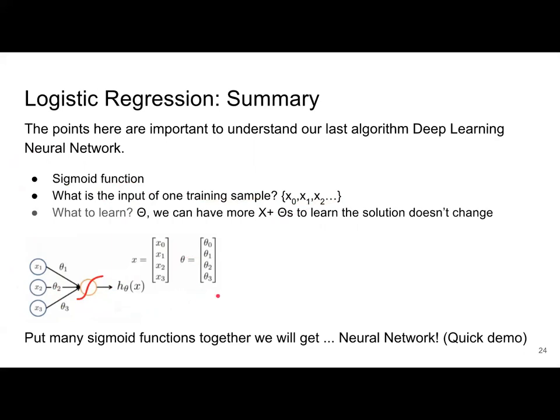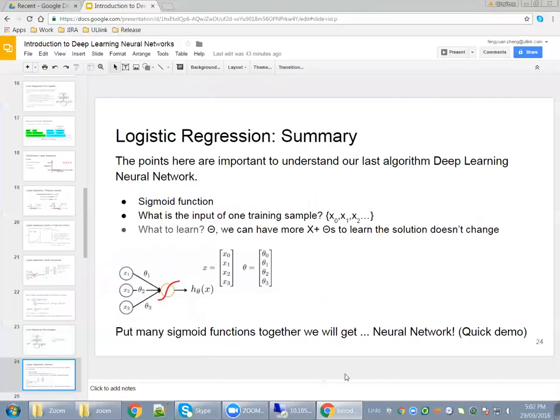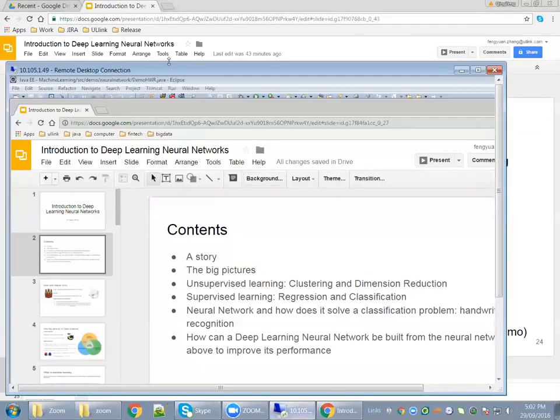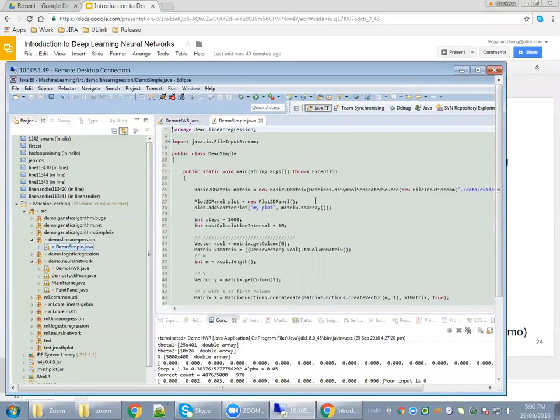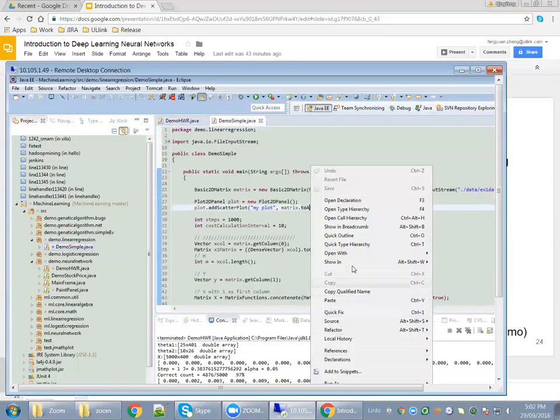So why are we interested in the sigmoid function and logistic regression? Because if we put many, many sigmoid functions together, what will we get? We'll get a neural network. Here I will do a quick demo about logistic regression. I will also do a linear regression, so you will see where the difference is.